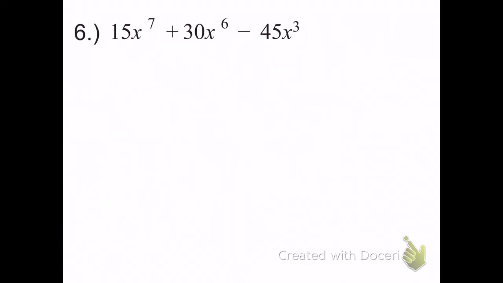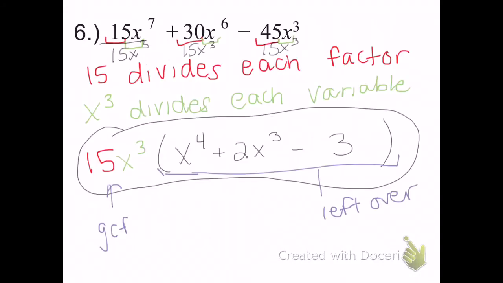All right, we have one more problem, problem number 6. Go ahead and pause this video, try it by yourself, and then you can check your answer. All right, this is what your problem should look like. You see that you've got three terms: 15, 30, and negative 45. You can see that 15 divides each of those, so we would divide each term by 15.